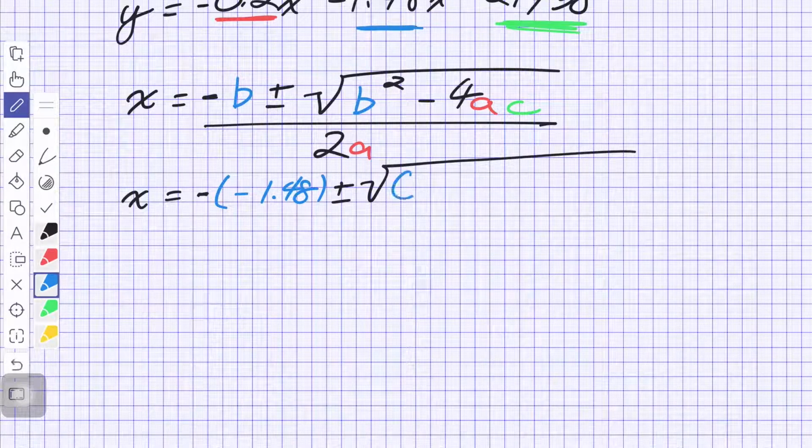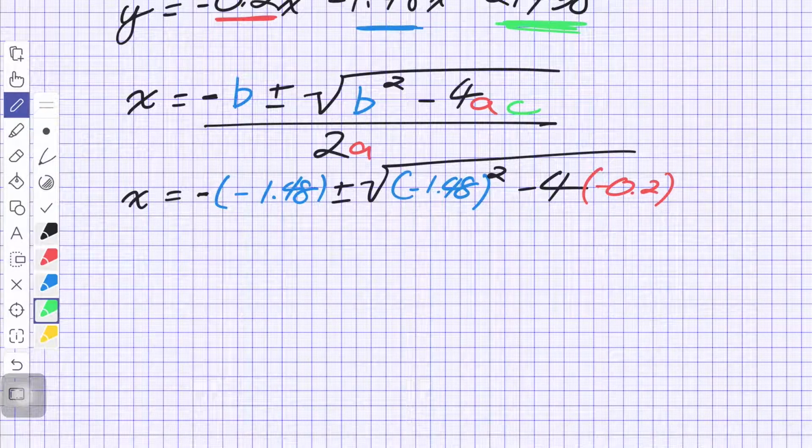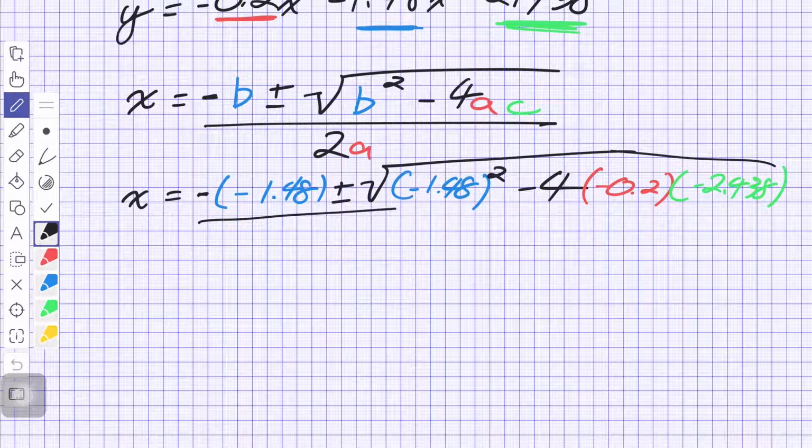Again, we have negative 1.48. This time it will be squared, minus 4 times our A value, which is negative 0.2, and our C value, which is negative 2.438. Do you have a calculator handy? Yeah. Okay, so I'm going to need it after. I'm not going to be able to do these in my head.